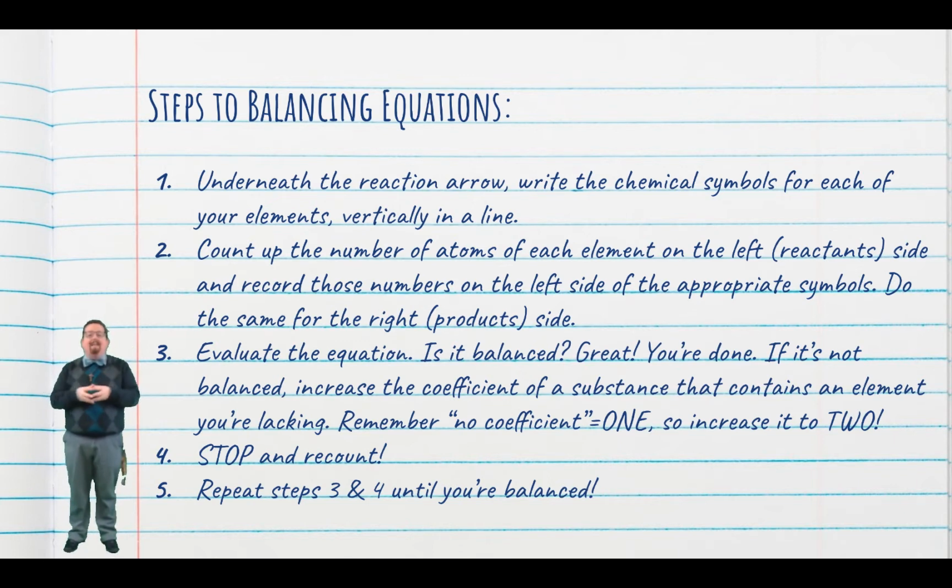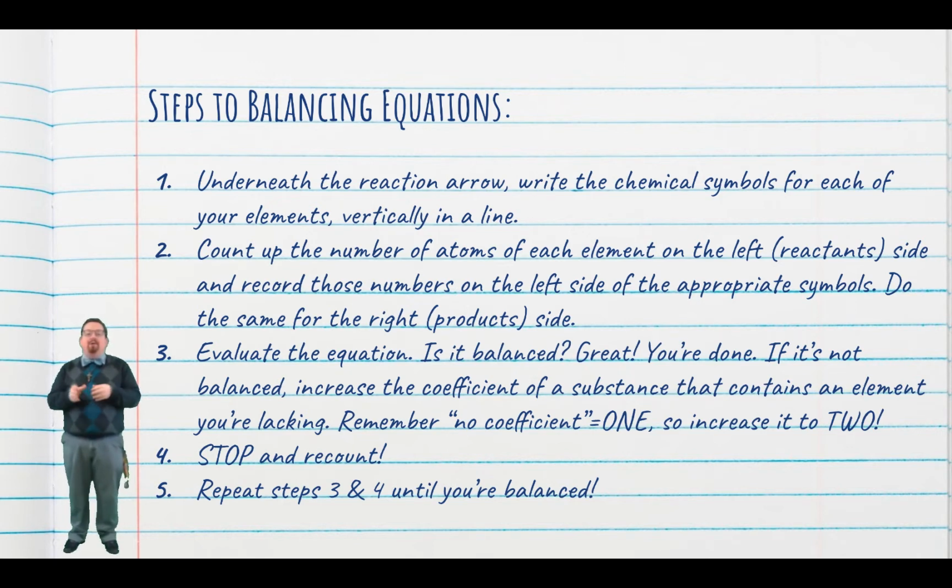If not, identify one of those elements that is lacking on one side or the other. Go back to the top and add 1 to the coefficient on the correct side of your equation right before a formula that includes that element. Remember, no coefficient means it's 1. So if you add 1 to the one that's already there, you get 2.